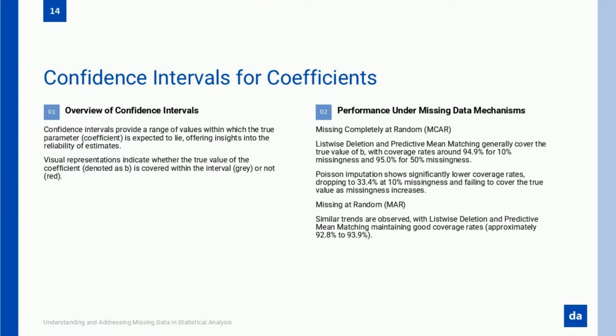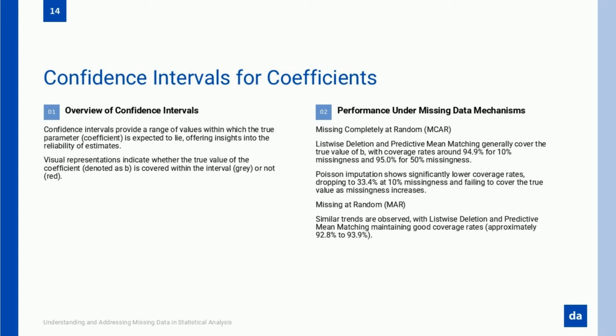Confidence intervals are the unsung heroes of statistical analysis. They whisper, "We're pretty sure the true value lies somewhere in here, but don't hold us to it." Let's explore how different imputation methods performed under the two great mysteries of missingness, MCAR and MAR.